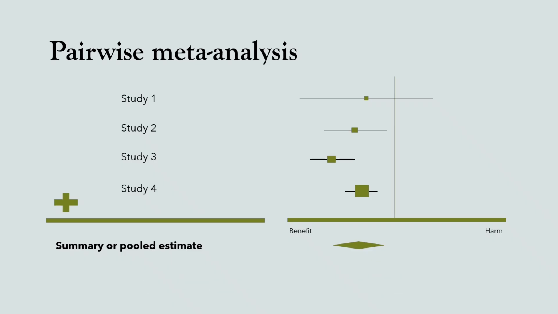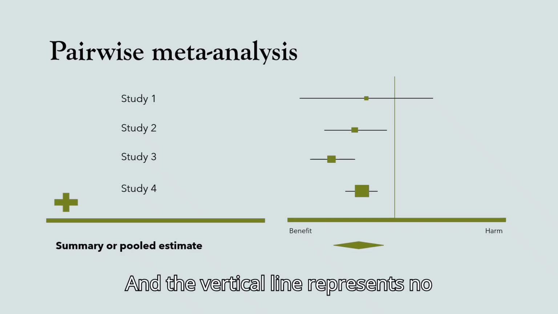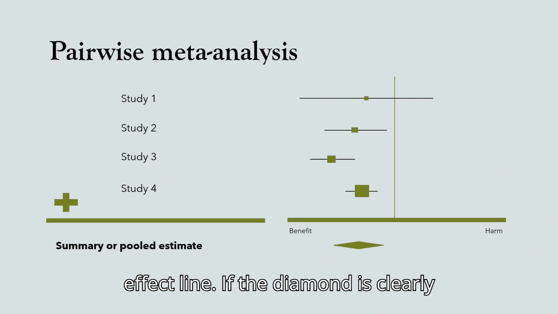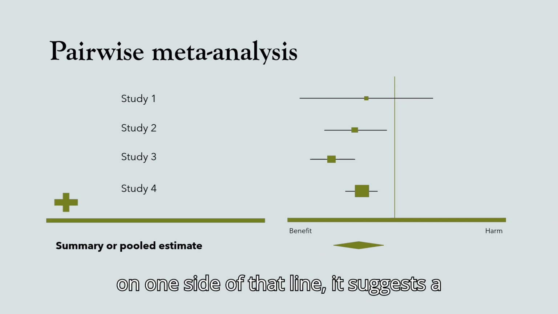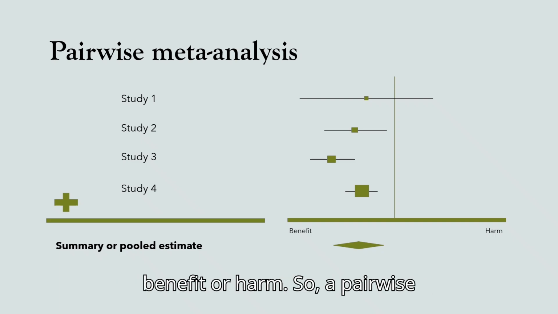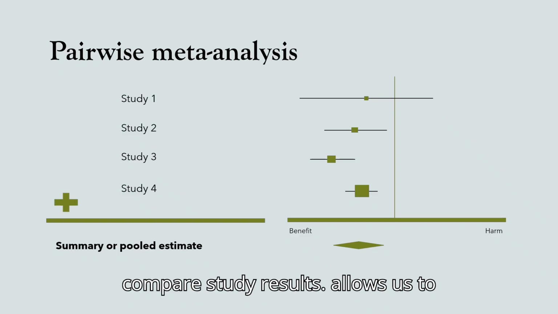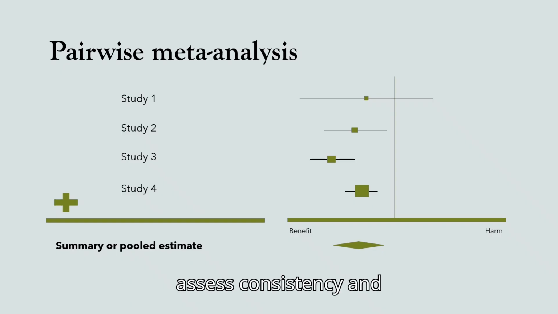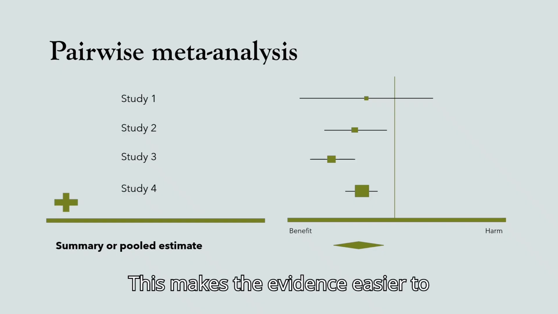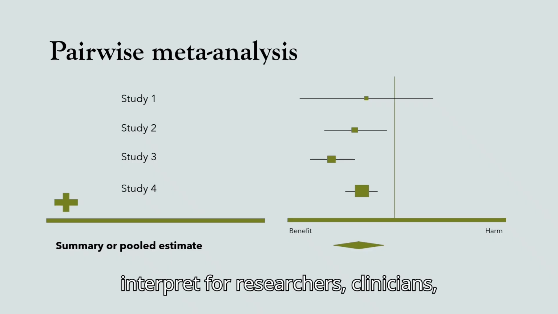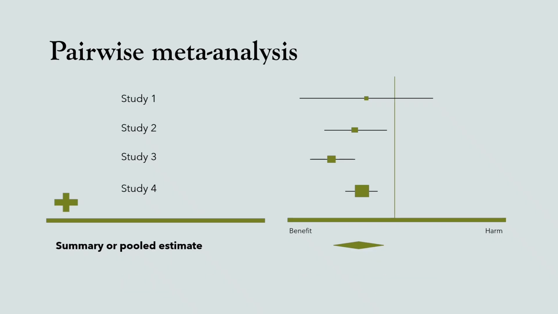And the vertical line represents the no effect line. If the diamond is clearly on one side of that line, it suggests a benefit or harm. So, a pairwise meta-analysis allows us to visually compare study results, assess consistency, and estimate an overall effect. This makes the evidence easier to interpret for researchers, clinicians, and policymakers.